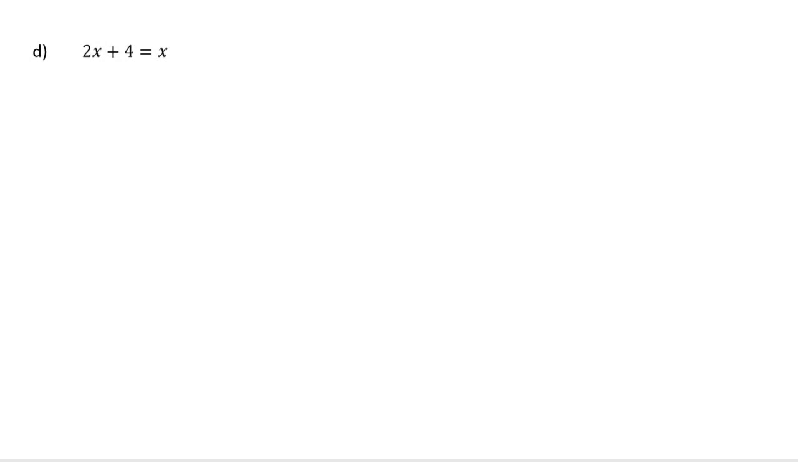2x plus 4 equals x. So immediately I see this, I would say to myself, hang on one moment, that x isn't in the right place, it's on the wrong side. Now technically there's no such thing as the right side and the wrong side, but I don't like having x's on the right hand side of an equation. So I think to myself, not a problem, we learned in the previous video that we can do the pancake flip.